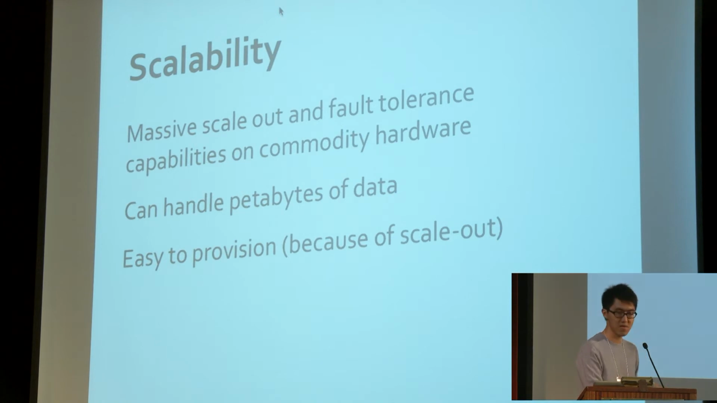And compared with a lot of existing data warehouse systems, Hive has a few key benefits. One is scalability. It's extremely scalable because it's built on top of Hadoop MapReduce, so you can run Hive on thousands of nodes. And because of this scale-out nature, when you run out of capacity, you can just add more machines to it, which is very different from a data warehouse system, where it takes years to provision the system.